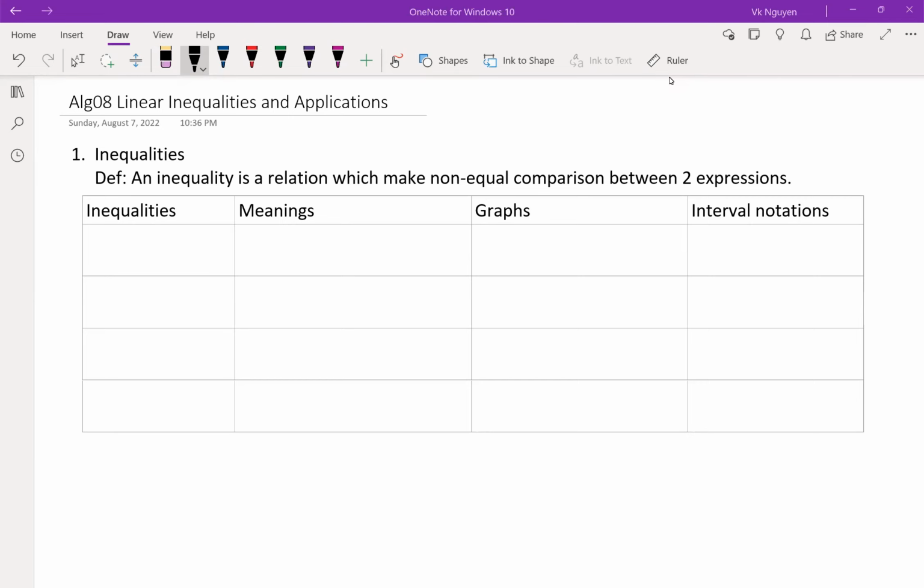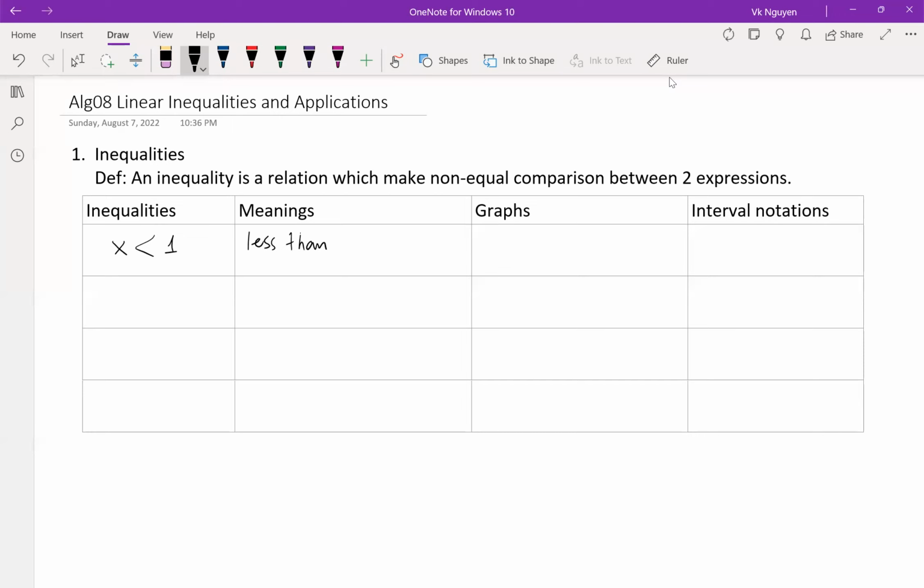Today we explore lesson 8 in algebra, linear inequalities and applications. Number 1, inequalities. An inequality is a relation which makes a non-equal comparison between two expressions. Well, we have 4 inequalities. X less than 1. You can use numbers 2, 3, 4, but I used 1 for simplicity. The meaning of the notation is less than.